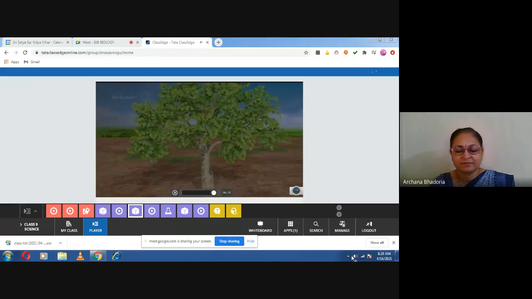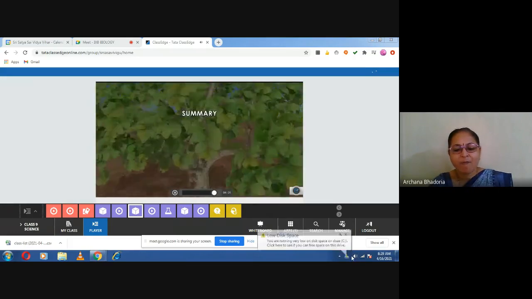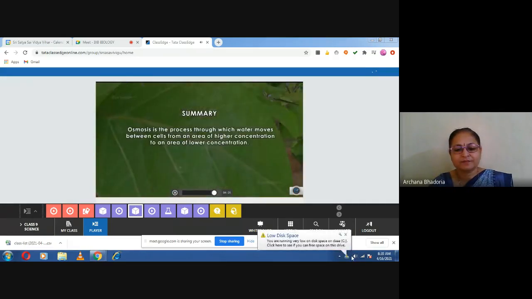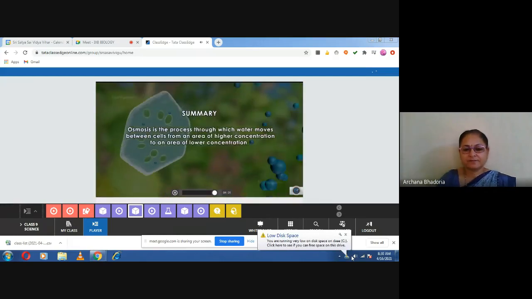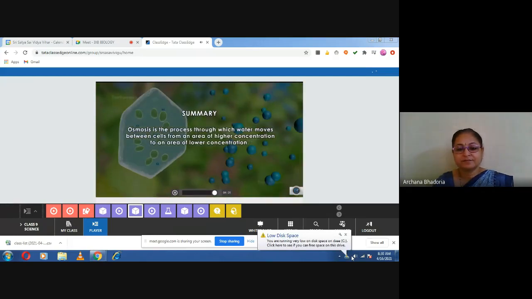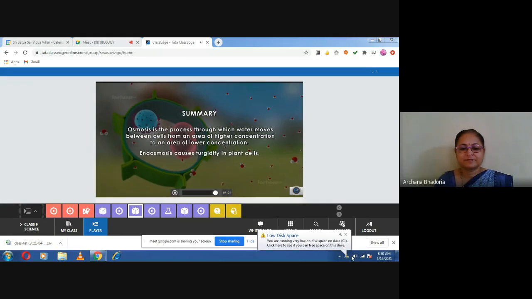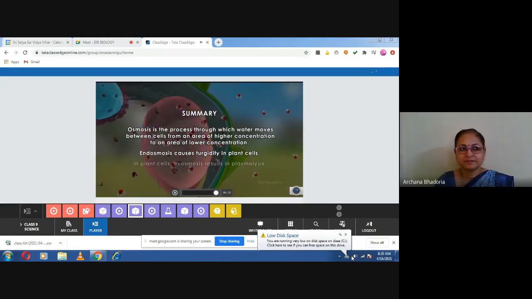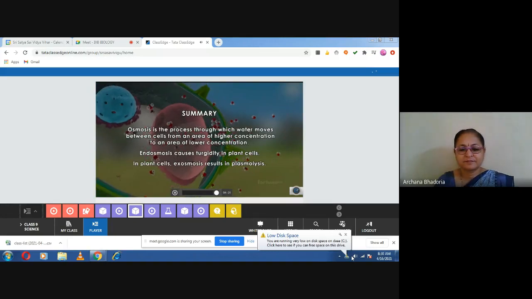Summary: osmosis is the process through which water moves between cells from an area of higher concentration to an area of lower concentration. Endosmosis causes turgidity in plant cells. In plant cells, exosmosis results in plasmolysis.